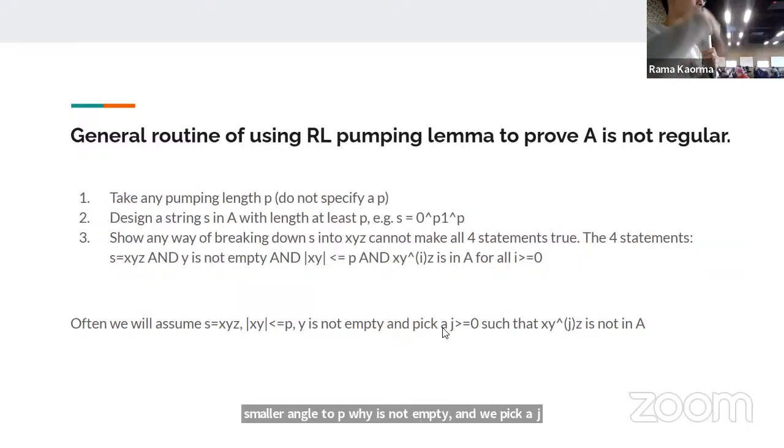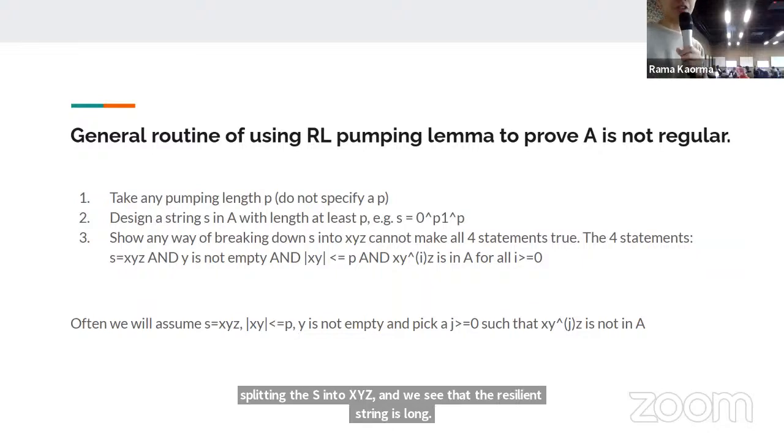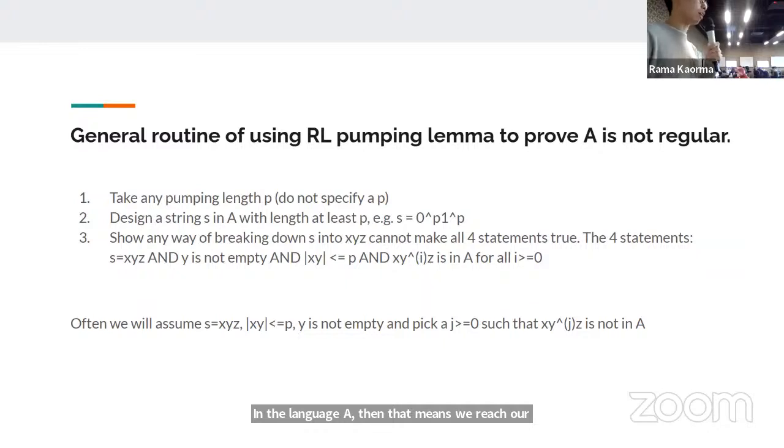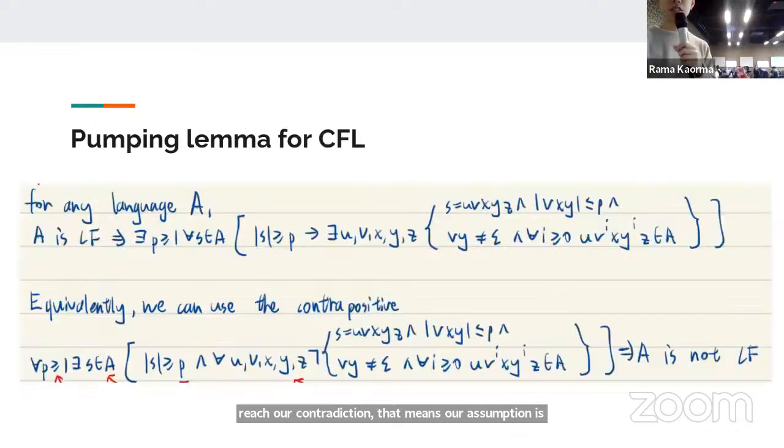So we try to pump up or pump down y to see if the resulting string is in A or not. If we try all the possible cases of splitting s into x, y, z, and we see that the resulting string is not in the language A, then we reach our contradiction, and we can say that A is not regular. Because we assumed A is regular, and if we reach a contradiction, that means our assumption is wrong. Then we say A is not regular.